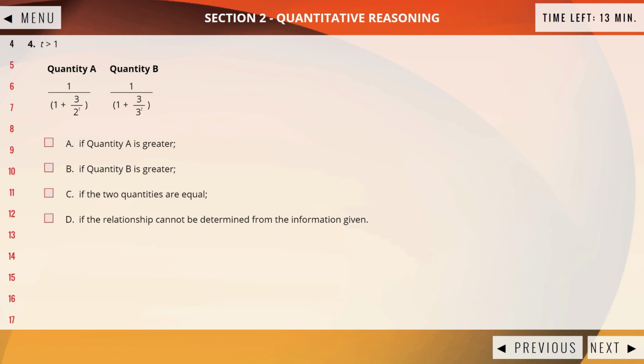If it's a smaller fraction, 1 plus that number is going to be a smaller result than 1 plus the bigger fraction. So at the moment on the right, 1 plus 3 over 3 to the t is smaller than 1 plus 3 over 2 to the t. But overall, if we have a smaller denominator on the right, that means overall we have a bigger answer because all of that was in the denominator. Smaller denominator means a bigger fraction. Therefore, quantity B is bigger.